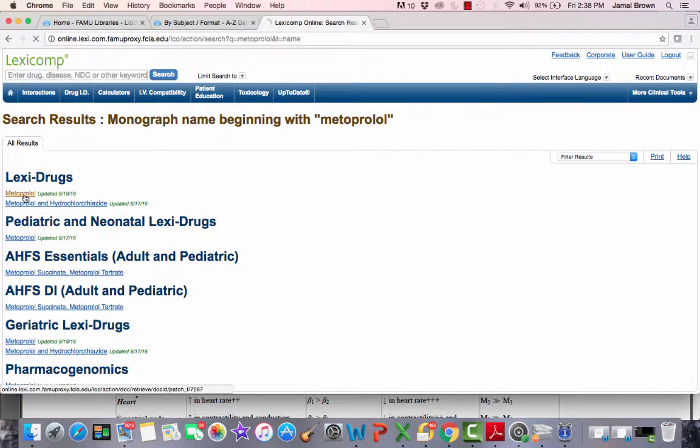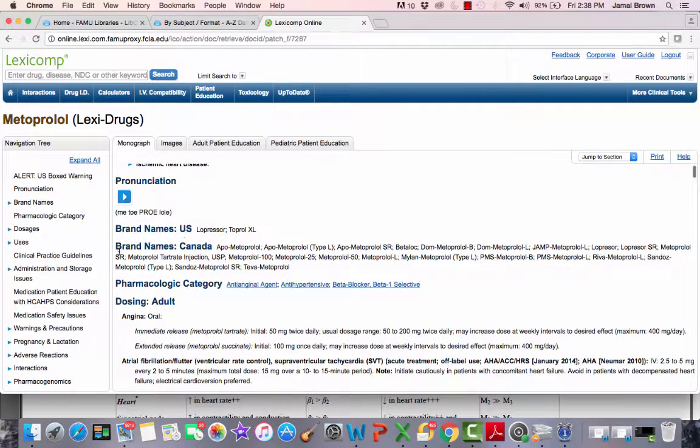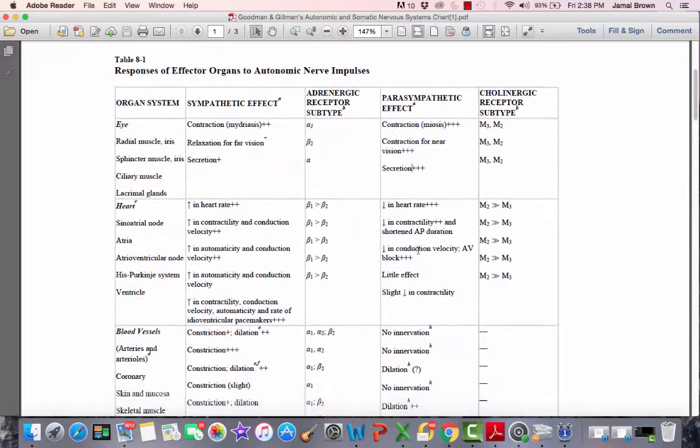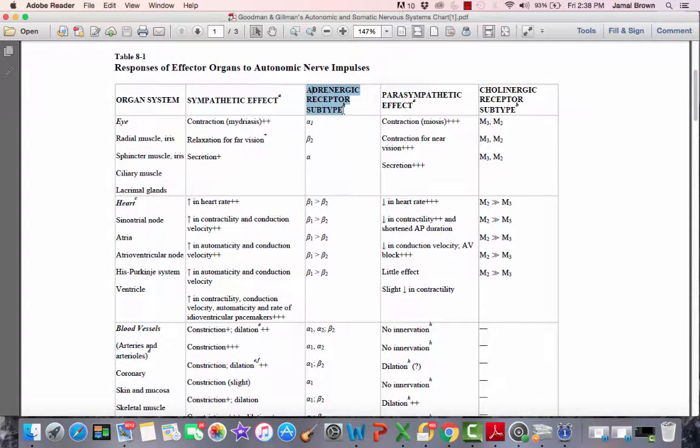Let's see what metoprolol does. In terms of its mechanism of action, it's a beta blocker, beta 1 selective. When we talk about the subtype for the heart, which one is greater? Beta 1 shows up better than beta 2 in the heart. This greater than sign means that in this organ, beta 1 is more prevalent than beta 2. So that's why we said that metoprolol, a beta blocker, has more selectivity for beta 1 than it does for beta 2.